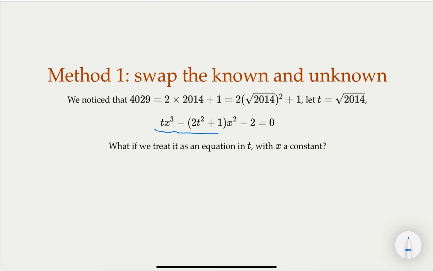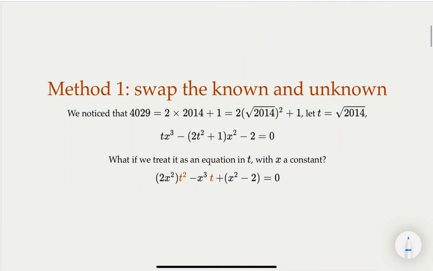We have an expression here. This is an equation in x. But what if we treat x as a constant and treat t as a variable? Then notice that the equation in t is quadratic because the highest degree is 2, not a cubic. So it's easy to work with. Let's rearrange it as if we were to solve for t. Here's the swap of knowns and unknowns. If you write it in terms of t, you get a quadratic equation with x squared as a coefficient. How do we solve that quadratic equation?